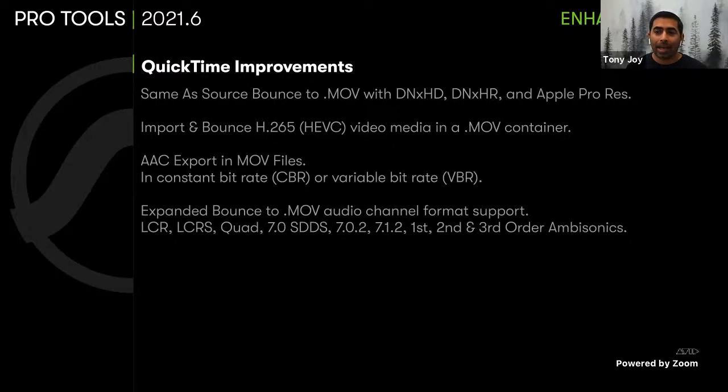You can also do AAC export in MOV files now in either constant bitrate or at a variable bitrate. We have also expanded the channel formats that you can do with a .mov audio format. So in addition to all that's been available so far, you get all these formats starting with LCR, LCRS, all the way to third order ambisonics.